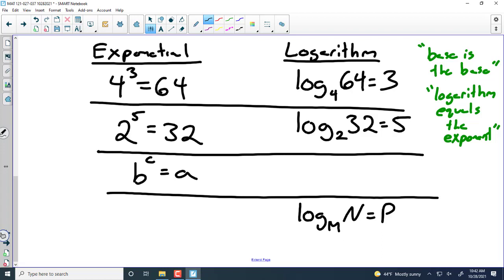So what's the base on this one? B. So log base B of what? A equals C. Why? Because the base is the base and the logarithm equals the exponent. Down here, the base is M. The logarithm equals the exponent, so what's the exponent? P equals N.